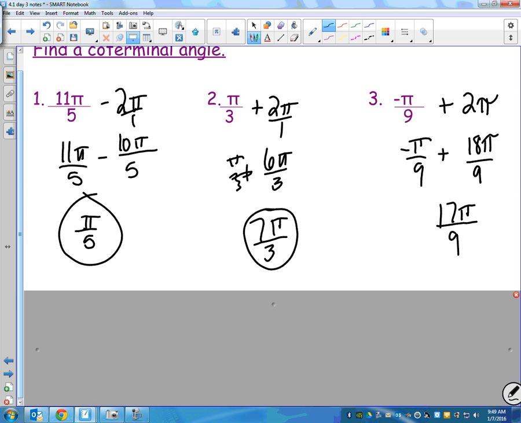Something else we can talk about, complementary and supplementary angles. Anybody remember from geometry what complementary angles mean? Supplementary angles?